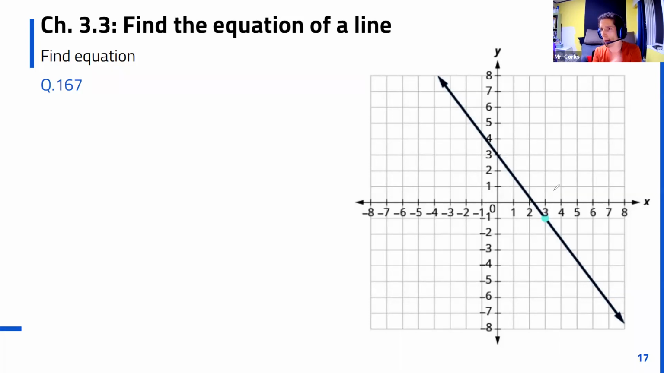All right, sorry, I'll give you a moment to think. This first one shouldn't be too bad. So take 30 seconds, try to figure out what the equation is from this. We can do slope intercept or we could do standard form.